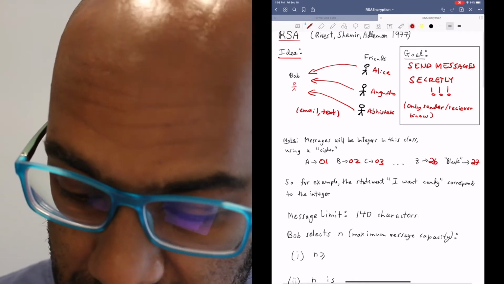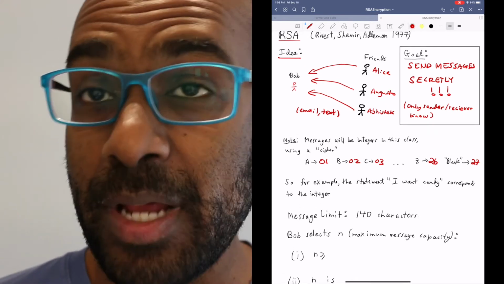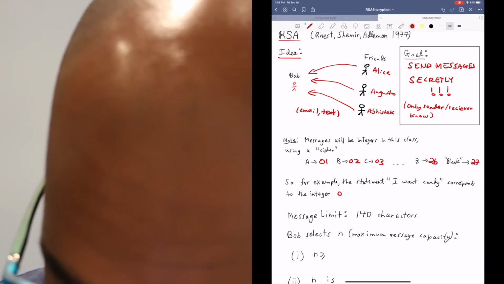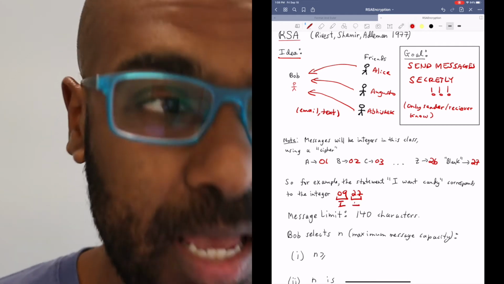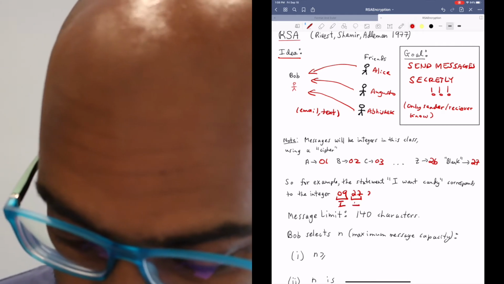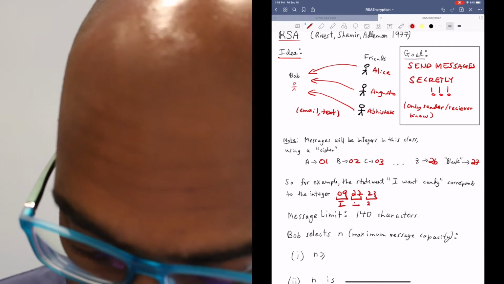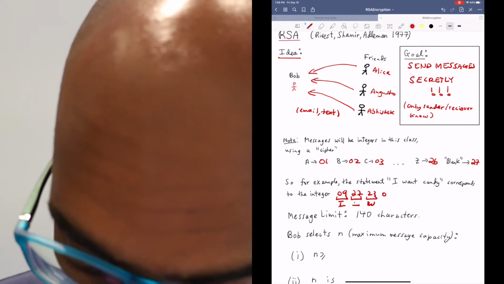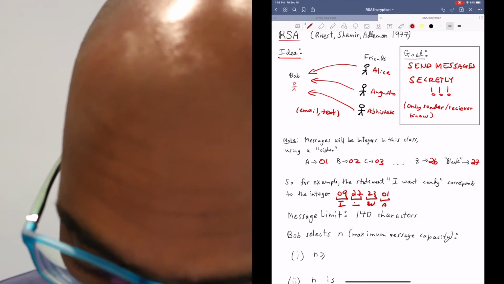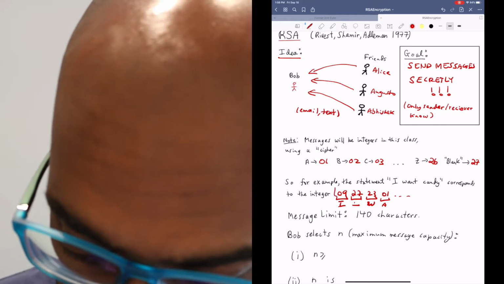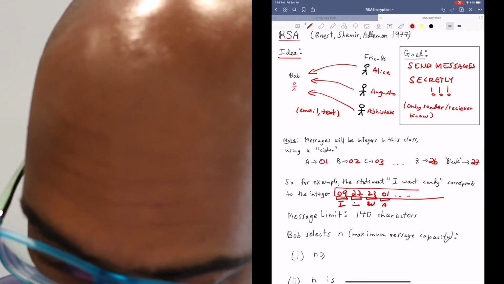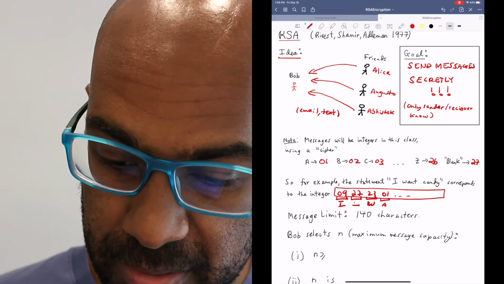Okay, so for example, if you wanted to send the message, I want candy, you'd have something like 09 for the I, a 27 for the blank, right? And then 23 for the W, 01 for the A, etc. And so you'd have this long number here encoding exactly what your message is.